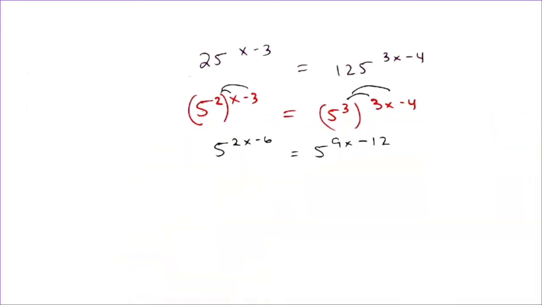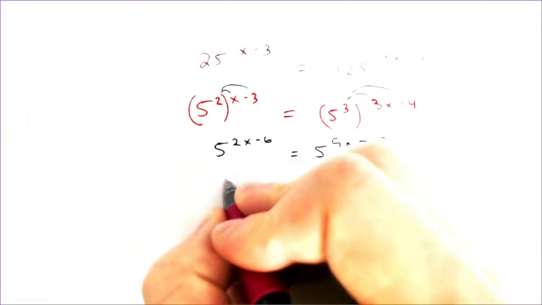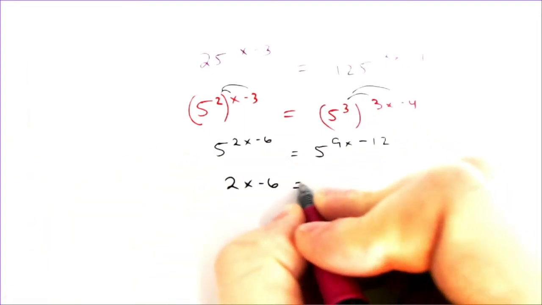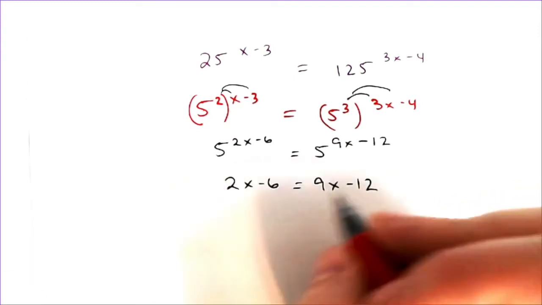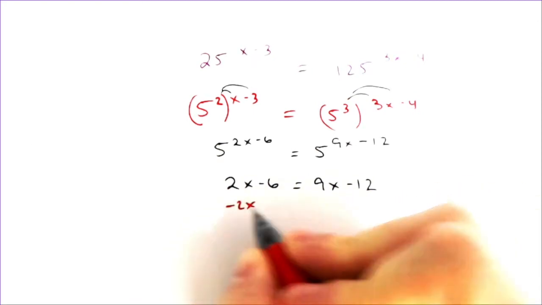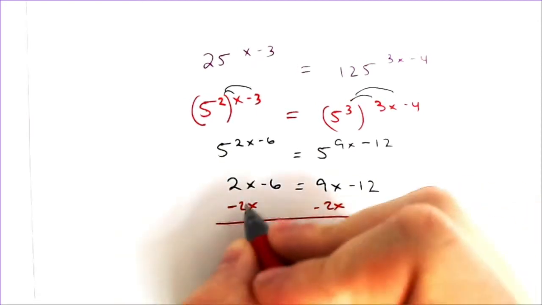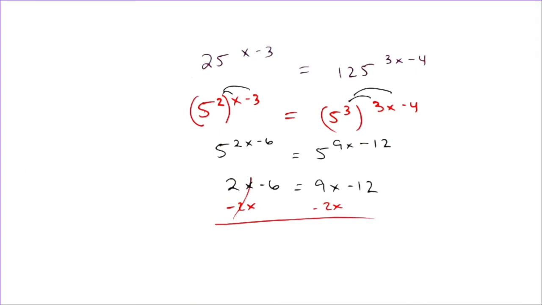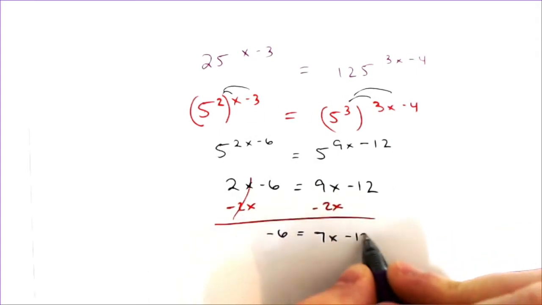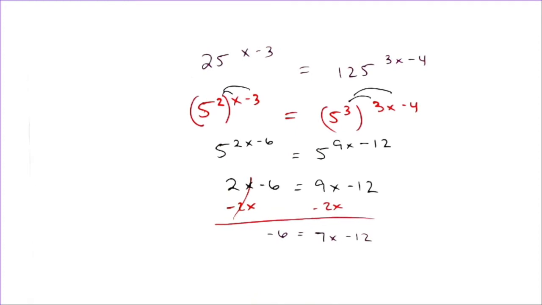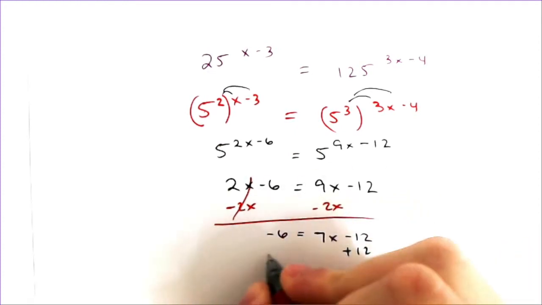From here, 5s are going to go away. Goodbye 5. You're gone. You're out of here. 5s don't matter. 9x minus 12. Move the x's however you'd like. I like to keep a positive x if possible. So I'm going to subtract the 2x. Those are gone. I got negative 6 equals 7x minus 12. Continue my solving process. Add 12.